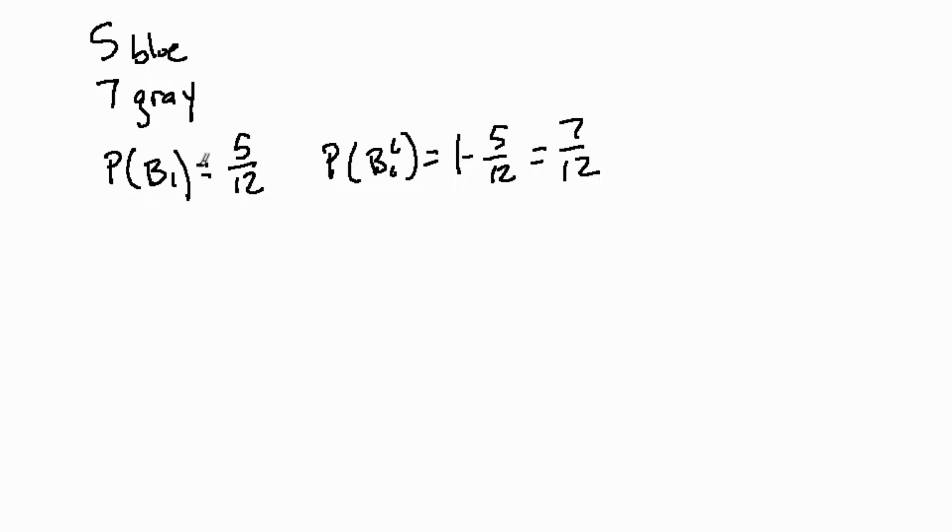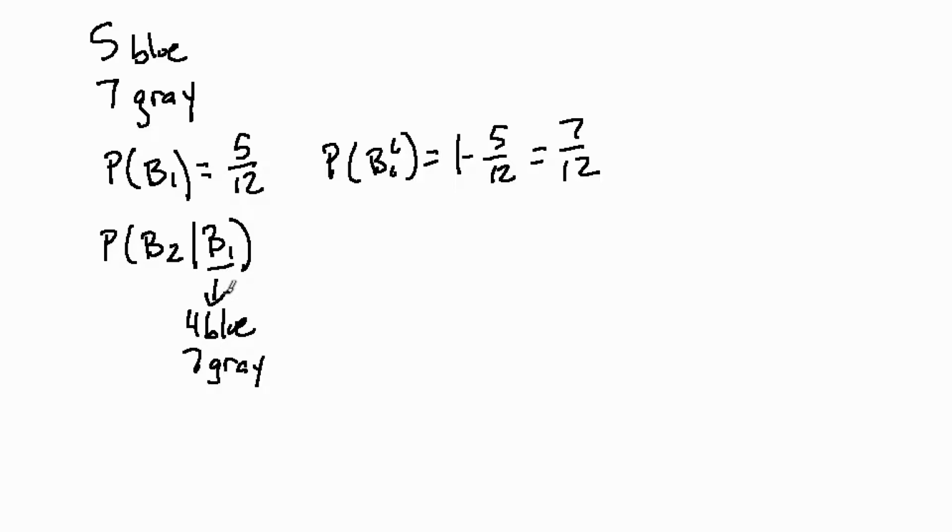Okay, so now what I want to do is ask, what is the probability of B2 given B1? Well, first of all, if B1 has occurred, then that means that we picked the blue ball out of here, and we're now in the case where I've got 4 blue and I've got 7 gray. So now we're asking, in this situation here, remember we've been told that this occurred, and that is saying that we're in this situation over here. What is the probability now of picking a blue ball? And the answer here would just be 4 over 11.